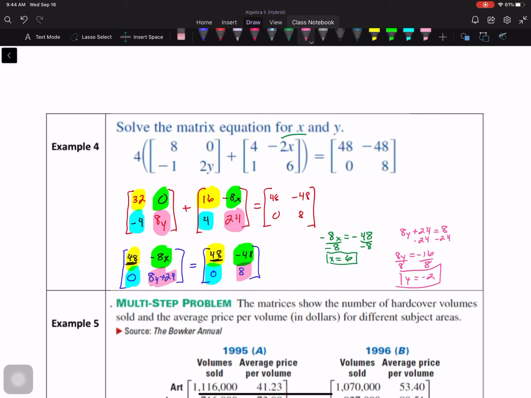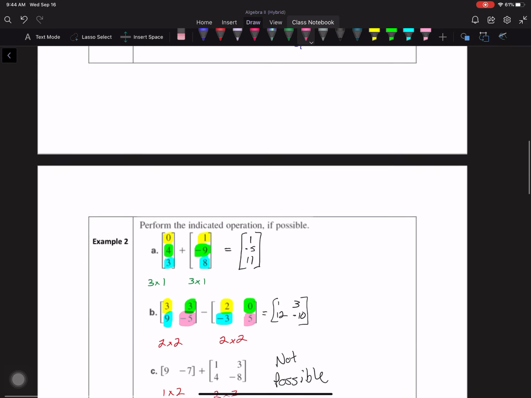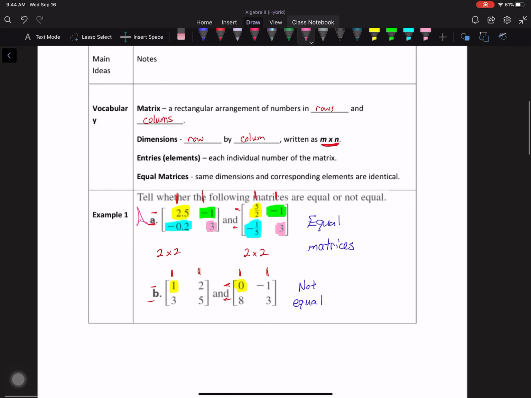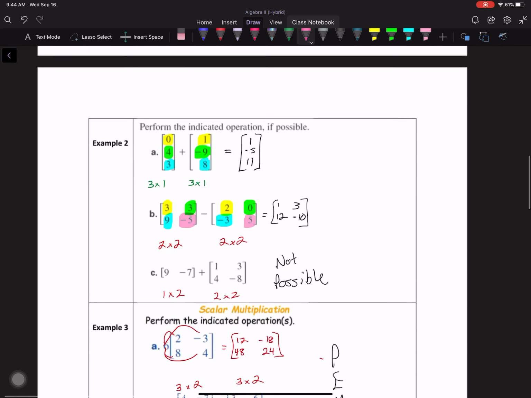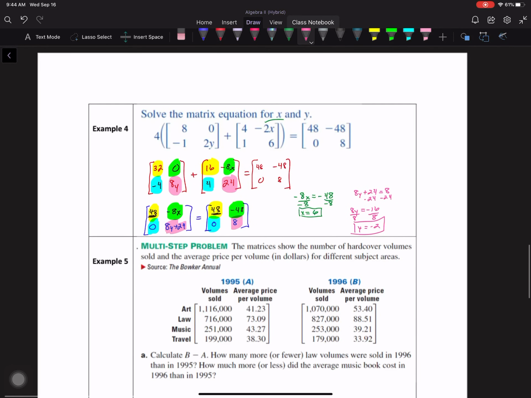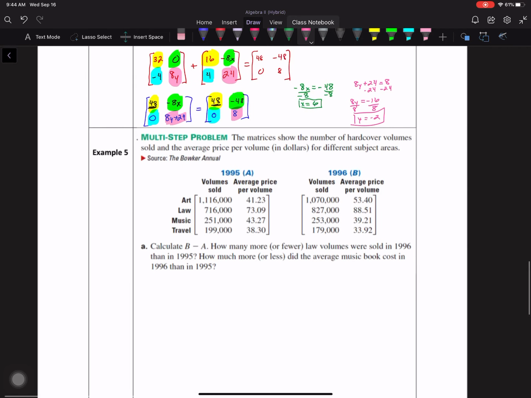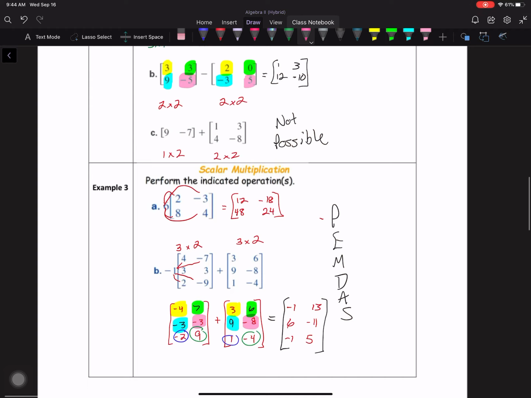So using the idea of equal matrices, meaning the corresponding parts have to be the same, that's what we're saying here. Because of that, we could solve for x and y. Example 5 we'll skip, but it just asks you to subtract. So you take this one, write it down first, and then subtract this one off of it. It's just the same idea as basic subtraction, but with bigger numbers.